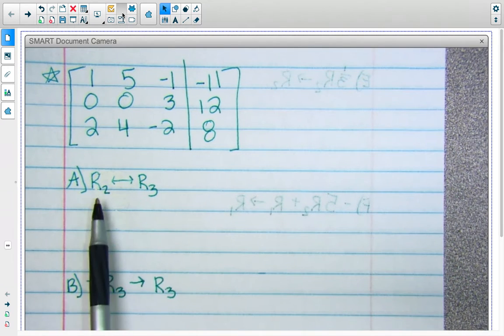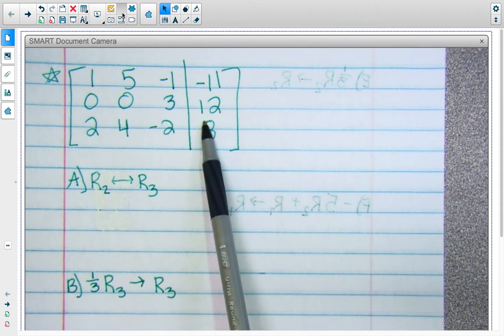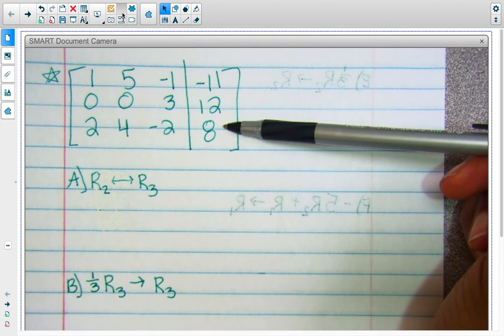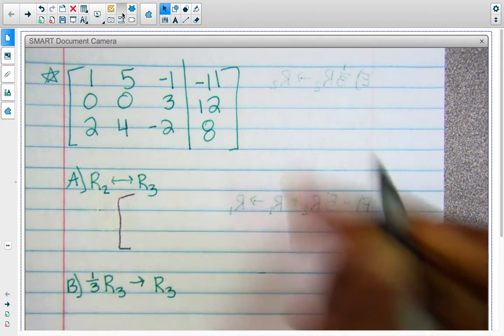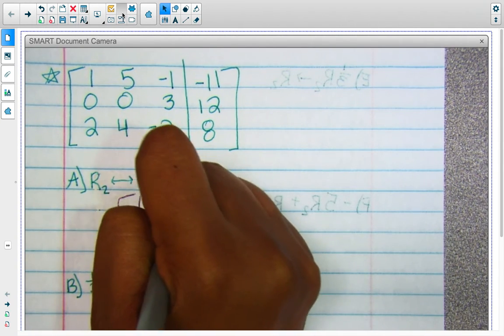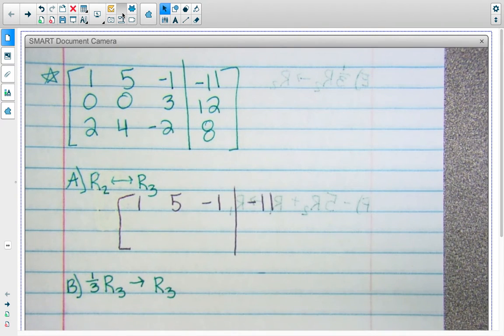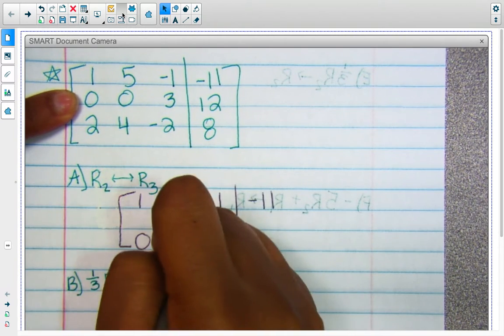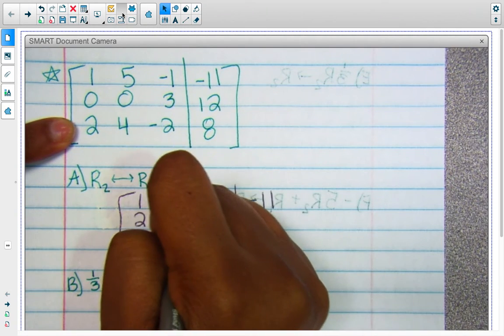So part A, it says interchange row 2 with row 3. This is the matrix that we're using. So I need to interchange row 2 with row 3. All that means is switch row 2 and row 3 around. So I keep row 1, and I'm going to switch the second and the third row. The second row is going to become the third row, and the third row is going to become the second row.